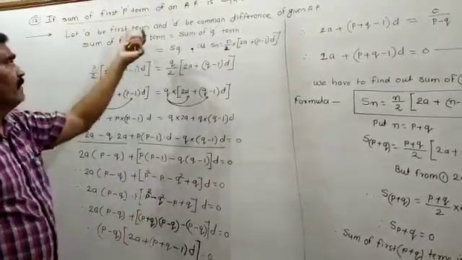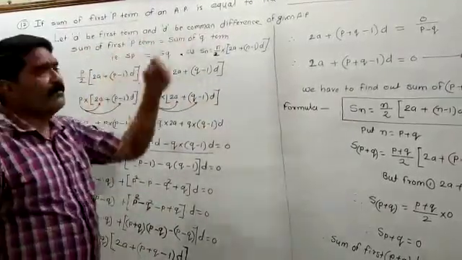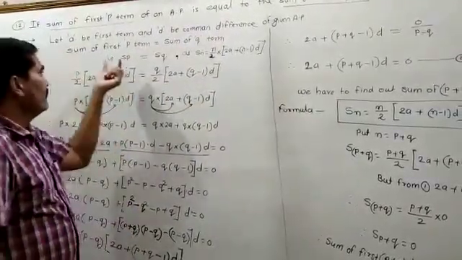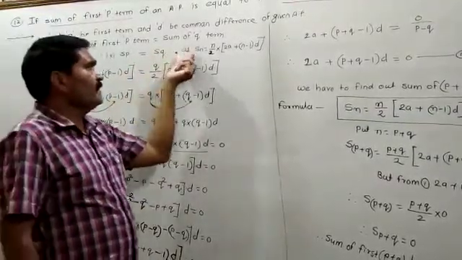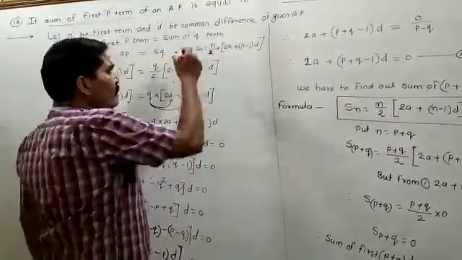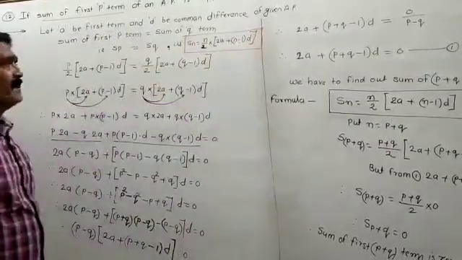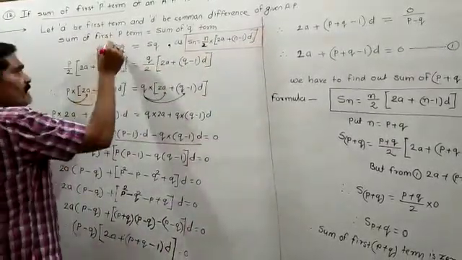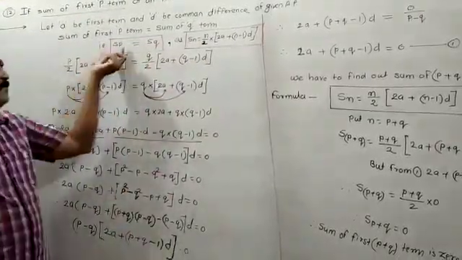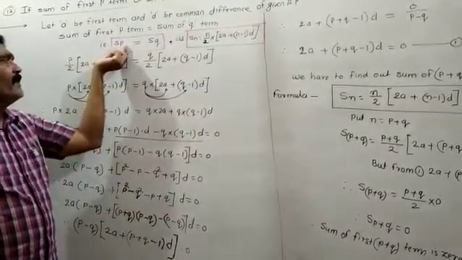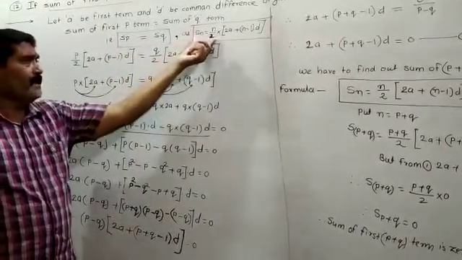Let a be the first term and d be the common difference of the given AP. Then the sum of the first p terms is equal to the sum of the first q terms, meaning S of p is equal to S of q, as Sn is equal to n upon 2 into 2a plus n minus 1 into d. But given that the sum of p terms of an AP is equal to the sum of q terms, you have to put the value of n as p and n as q, and write the Sn formula.